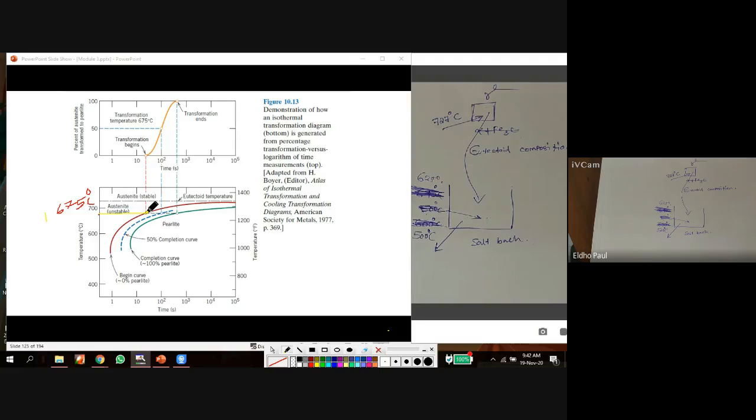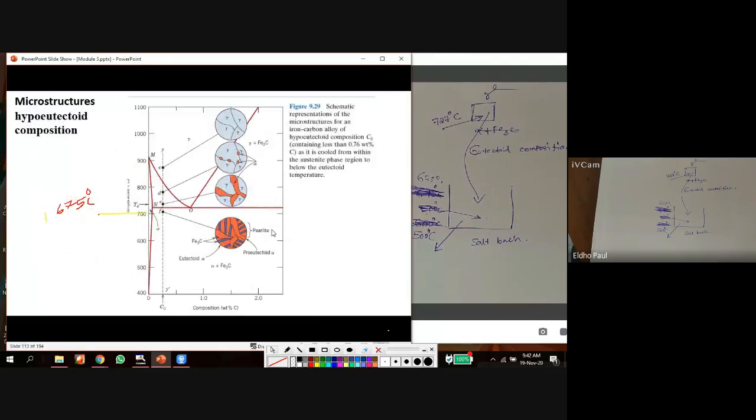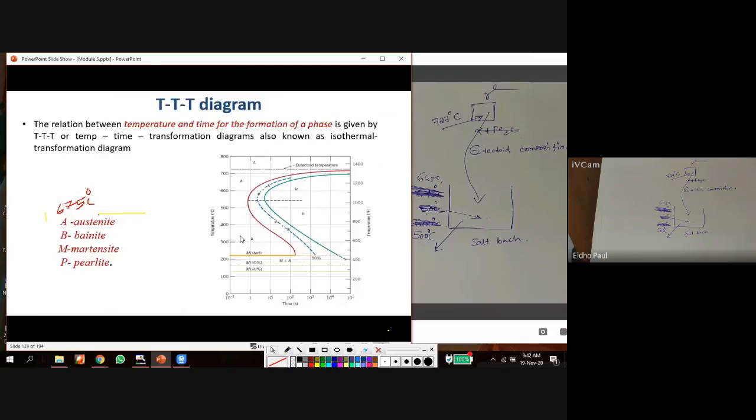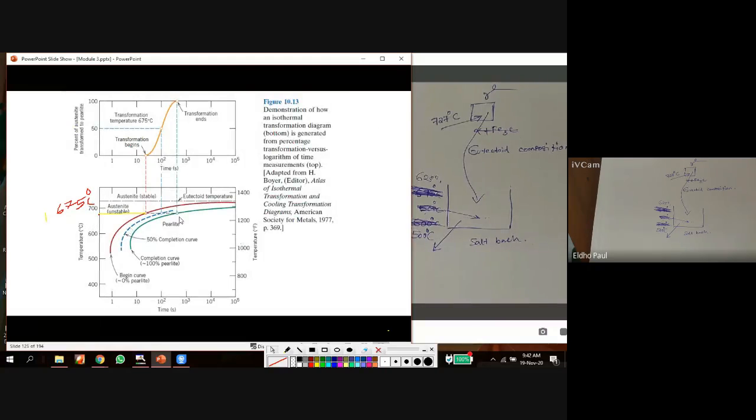So here it is 100% austenite, and when we move to the right, the austenite is converted into pearlite. What is pearlite? We already studied pearlite. This is pearlite, the microstructure of eutectoid steel. That means the lamellar structure of Fe3C and alpha is called pearlite. So here pearlite is formed, and at the end, the entire austenite is converted to pearlite.